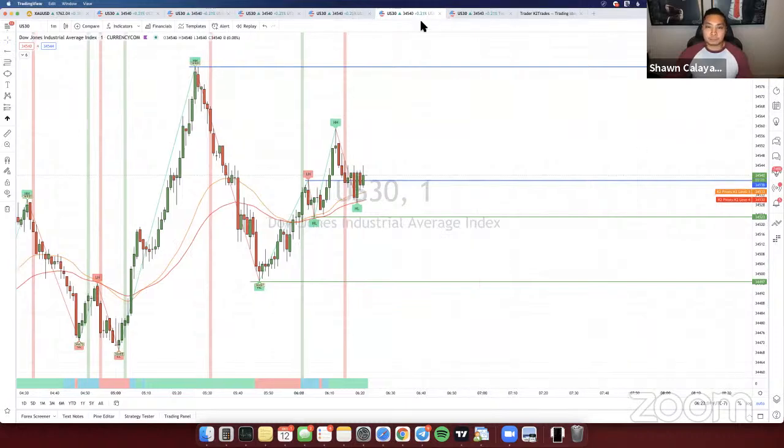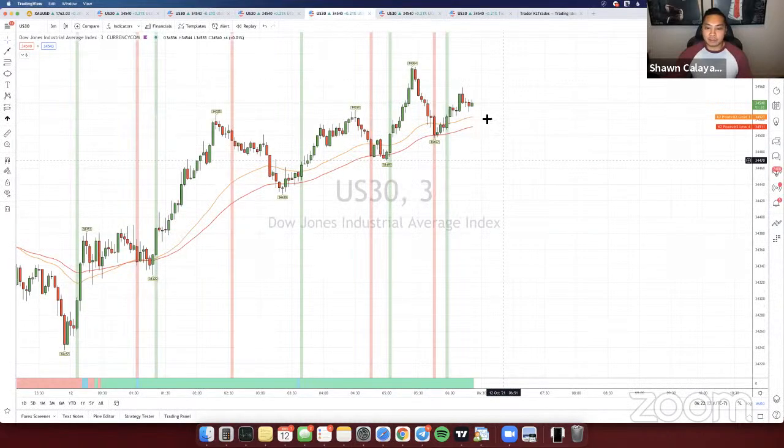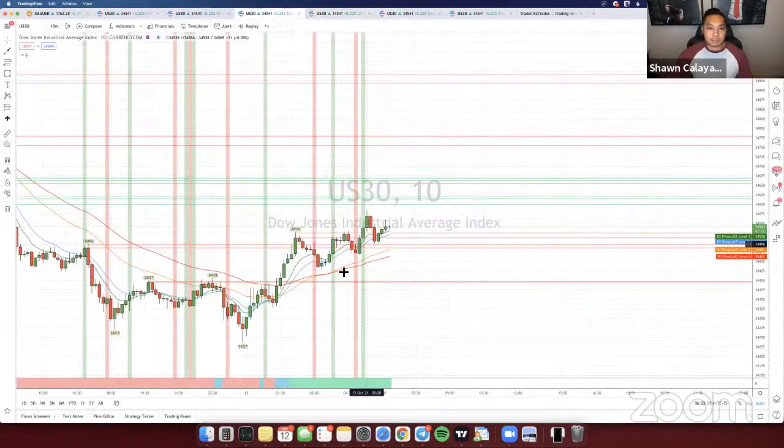Looking at the 3 minute, same situation. Price is above the pivots and the trend meter is green. Lastly, looking on the 10 minute, price is above the pivots and the trend meter is green.